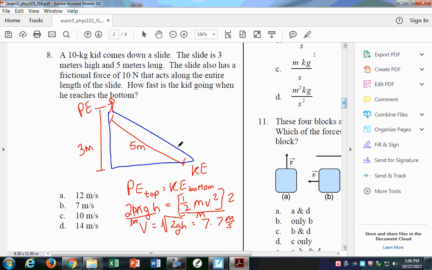So the work done by friction is equal to the frictional force times the distance, which is going to be 10 newtons, times 5 meters, which is going to be 50 joules. That means that he has taken away 50 joules of energy as he goes down this slide. So let's now consider this problem including the friction. I'm going to erase this bottom part here.